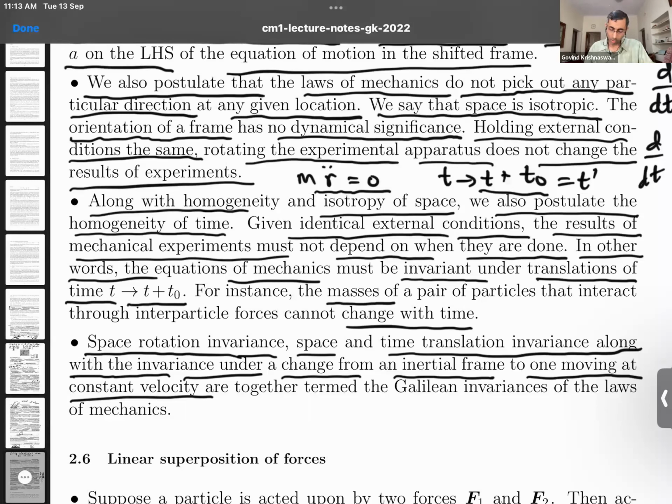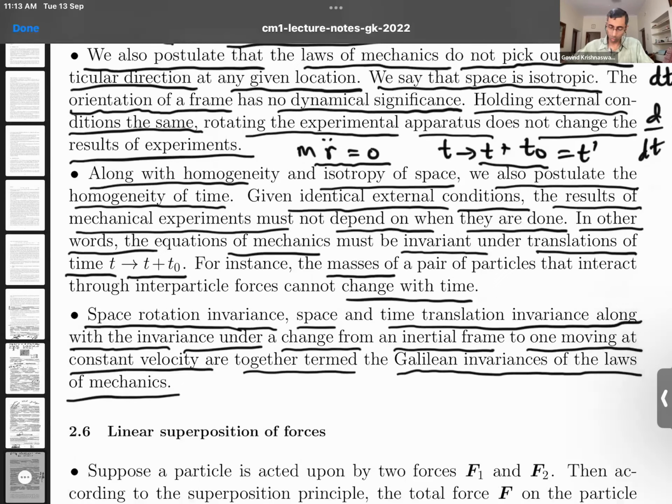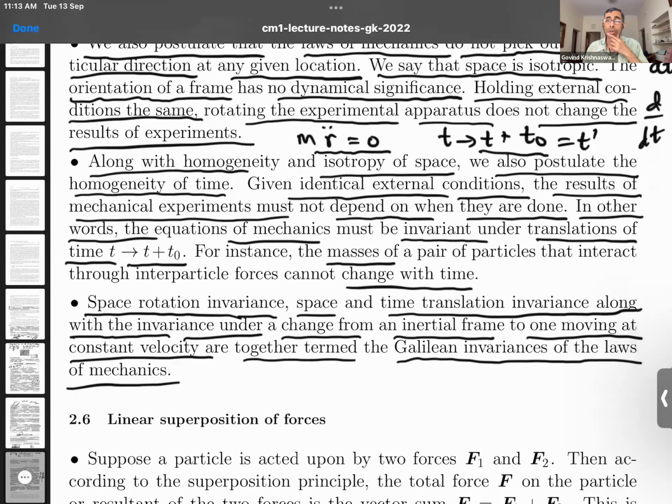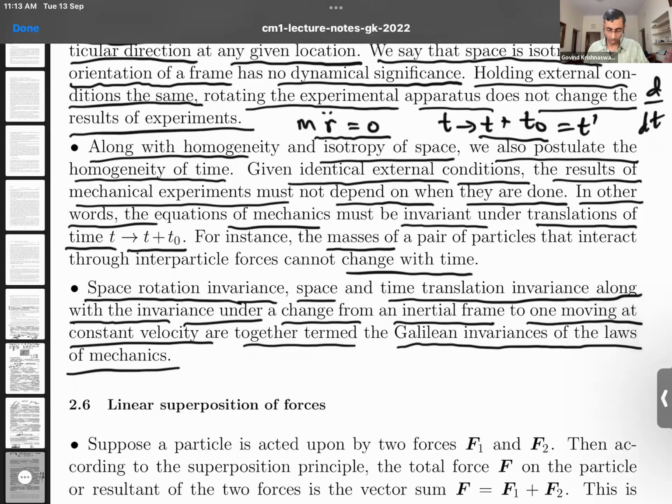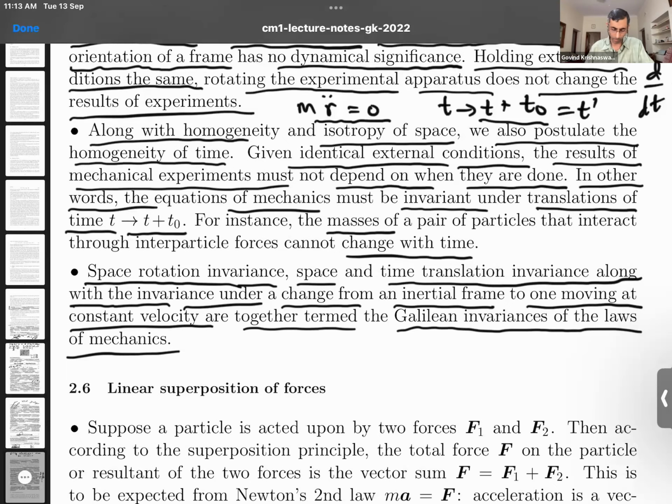Yeah. Together, these transformations and the invariance of the laws of mechanics under them are called the Galilean invariances of the laws of mechanics. So that is the name given for all of these transformations and the invariances they come with. They are all called Galilean invariances, though Galileo was specifically focused with passage to a frame moving at constant velocity. But nowadays we have sort of combined all of them into one.